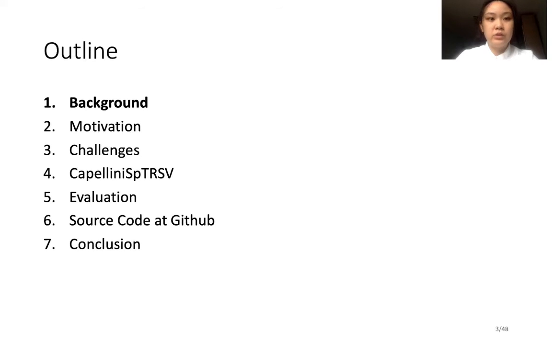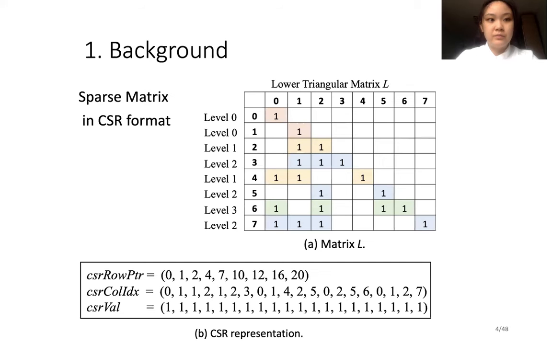Next, I will introduce the background. First, let me introduce the matrix format. If the majority of elements in a matrix are zeros, we can store the matrix using a sparse representation that only requires non-zero elements. The compressed sparse row format stores a matrix row-wise with 3 arrays without zero values. The matrix in Figure A can be stored in the format of Figure B.